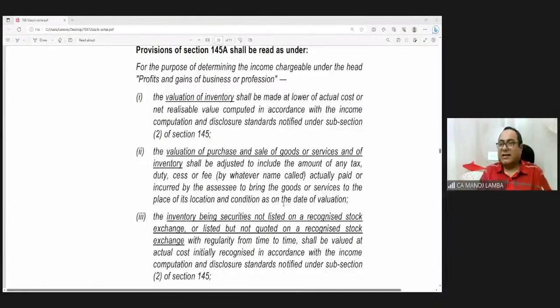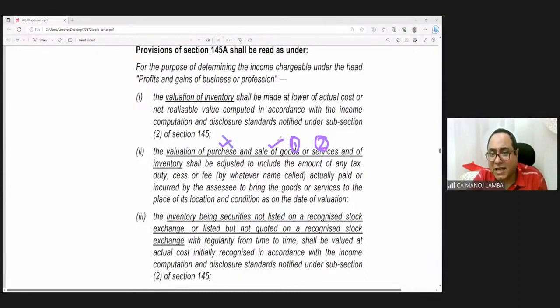And the second paragraph of section 145A is very, very important. Please read it again very, very carefully. The valuation of purchase, sale of goods or services. Please note, it is applicable on both purchase and sales of goods and services. It is also applicable on goods. It is also applicable on valuation of inventory of services.